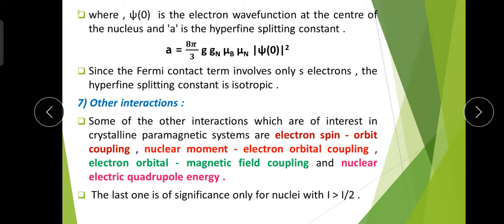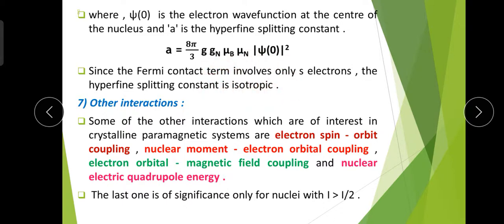Isotropic means that if we consider a particular quantity and measure it in a different direction, we still get the same value. So the hyperfine splitting constant is isotropic, which means that if we measure it in a different direction, we get the same value. So this is isotropic in nature.